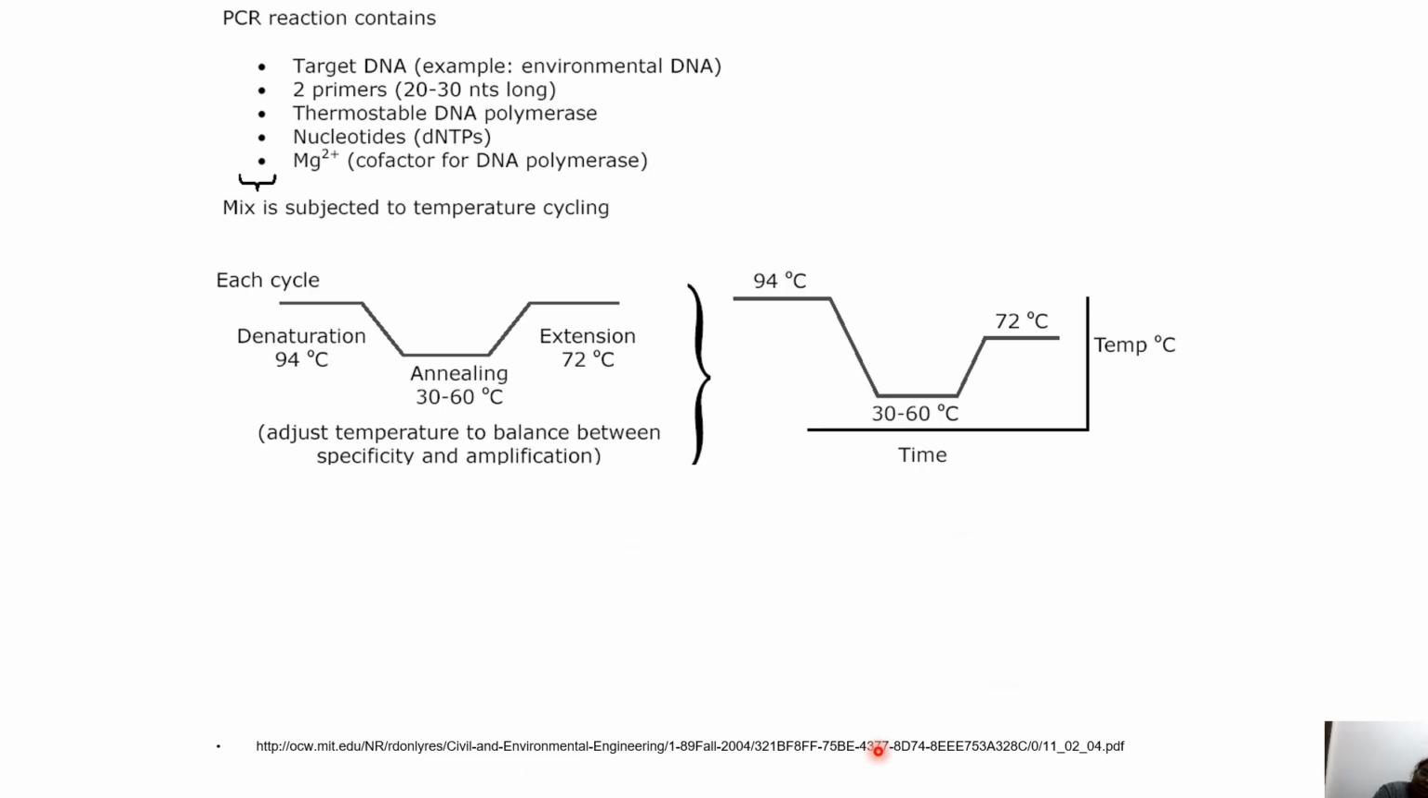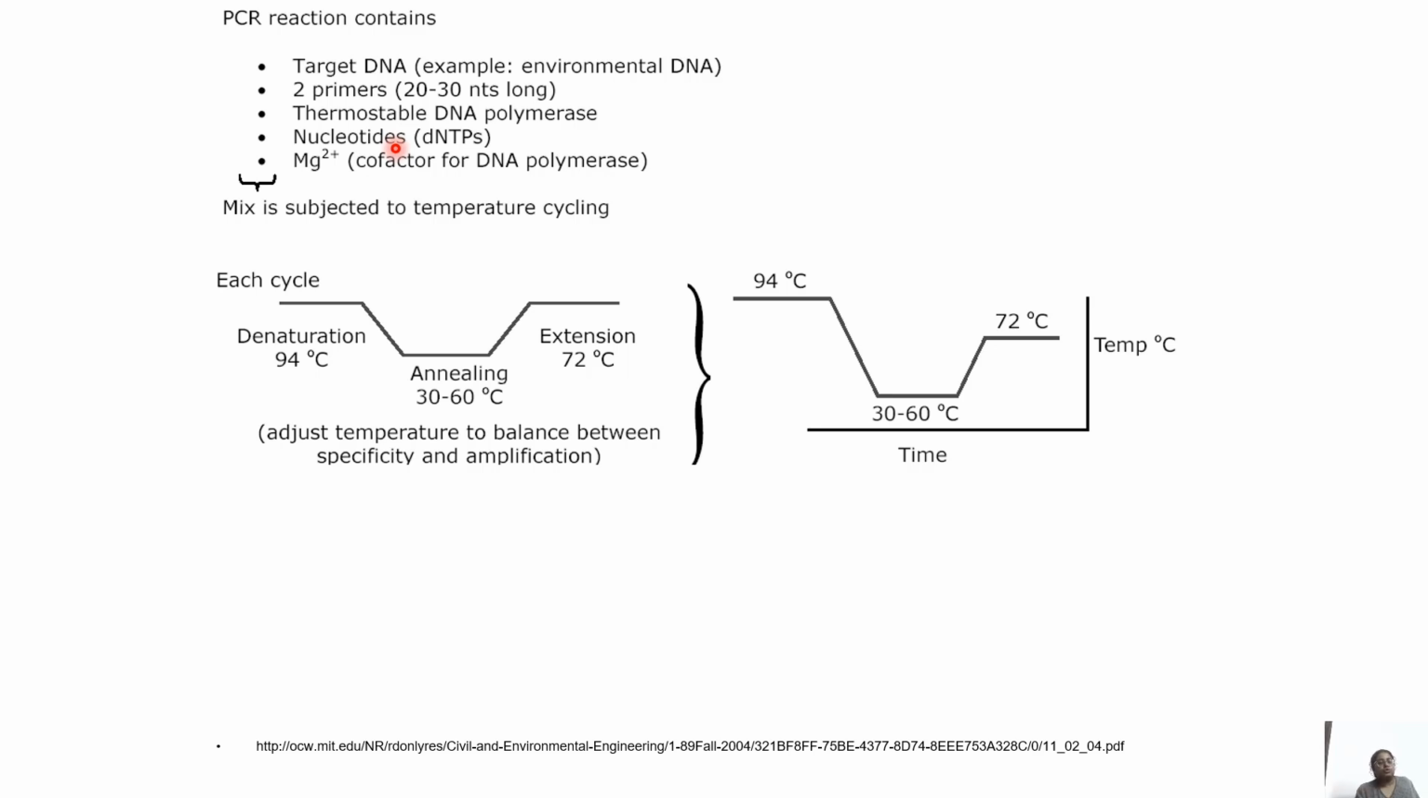Now, PCR contains target DNA, for example, the environmental DNA, 2 primers which are 20 to 30 nucleotides long, thermostable DNA polymerases, then nucleotides and the magnesium ion, which is a cofactor for the DNA polymerase.